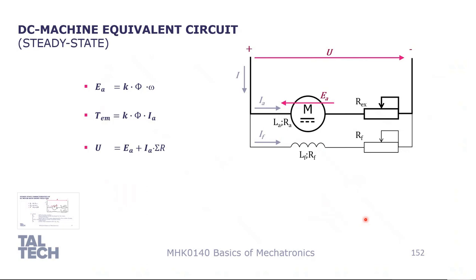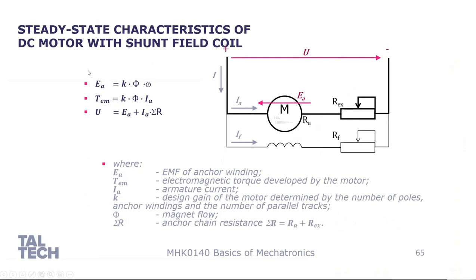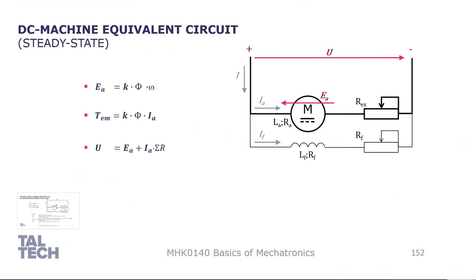Just to remind you, this is the equivalent circuit of the DC machine. This circuit we will use to model our machine. Previously in our lecture, we discussed the different components of the circuit. We discussed those equations, and we also saw where those equations are coming from. But let's see once again what we have here.